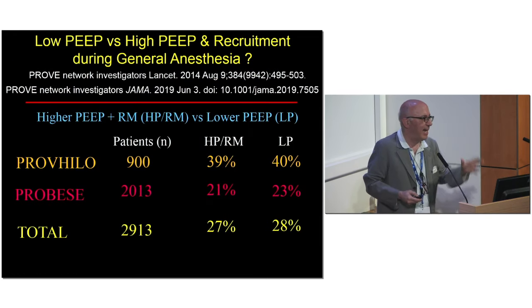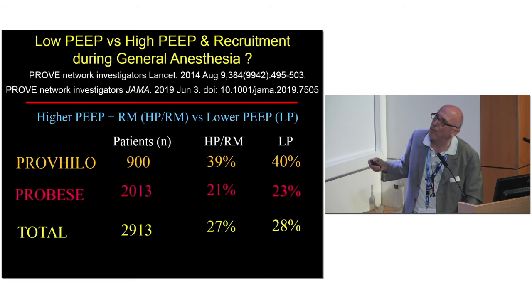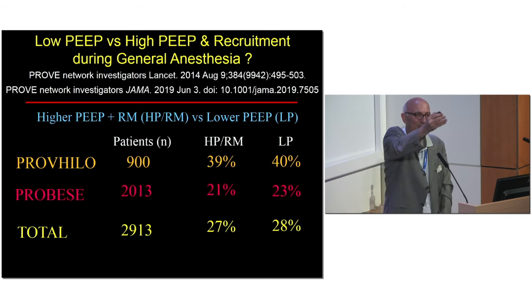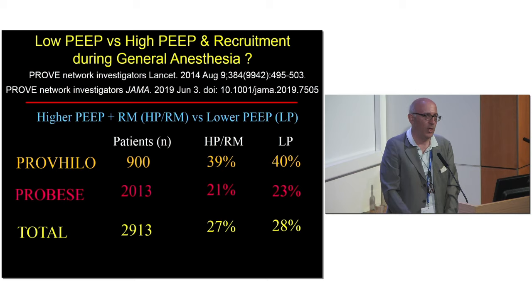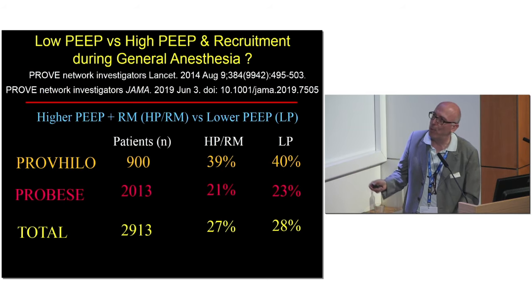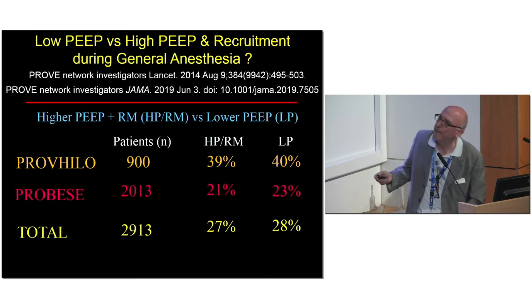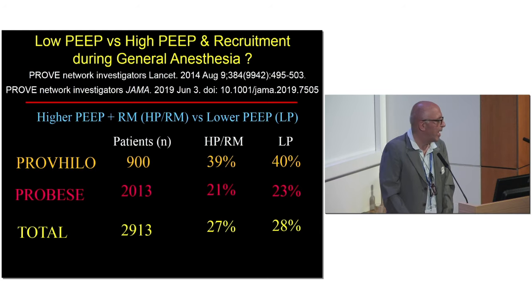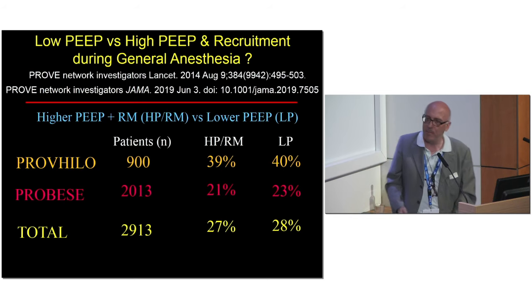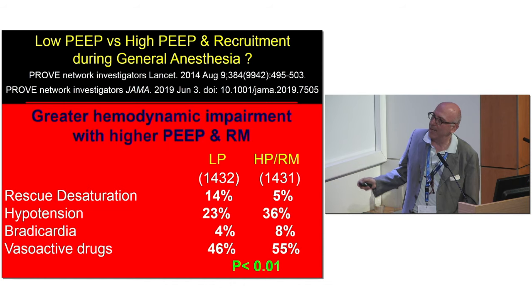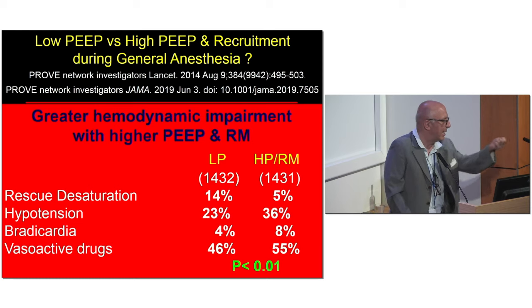And then these are the data in patients with surgery. I suggest you, if you have not had the opportunity, look at JAMA, published on June 3, the largest study ever done. I think also Iran is here. We were at the ESA, we showed this data in the PROBESE trial, more than 2,000 patients randomized, higher PEEP, 12 versus 4 of PEEP. It's also combined with the PROVHILO trial, another trial from our team, 900 patients, non-obese patients. No difference in outcome, but more hypotension, more bradycardia, more vasoactive drugs, with a little bit higher need of rescue for desaturation, but just by increasing the FiO2.